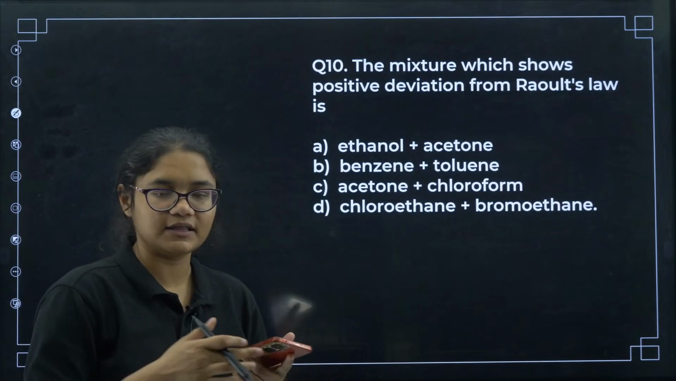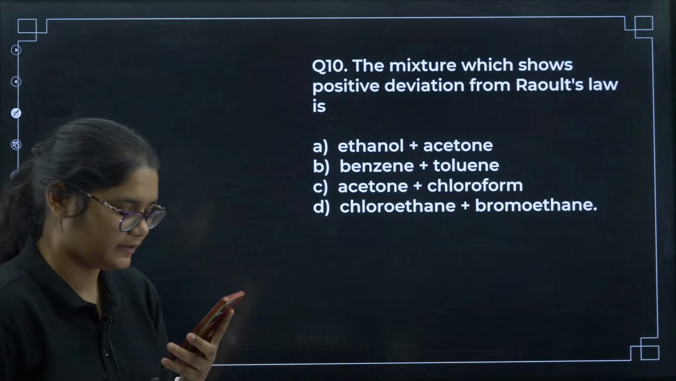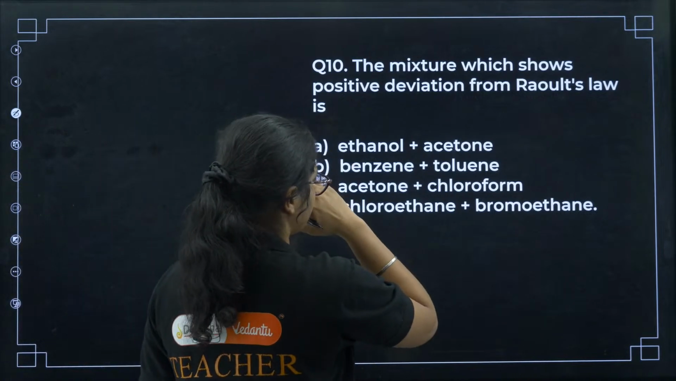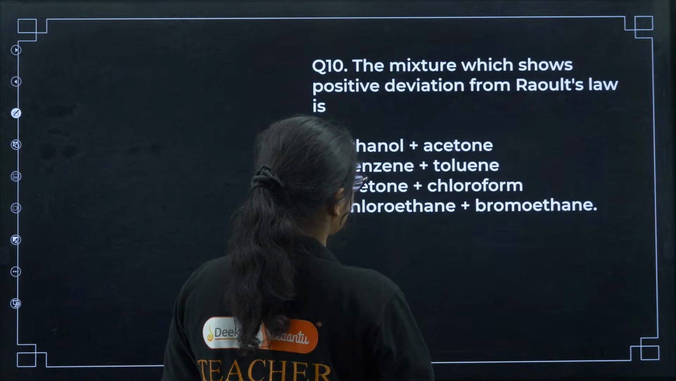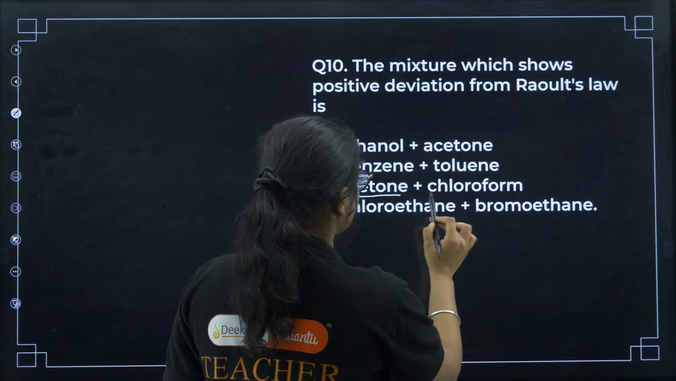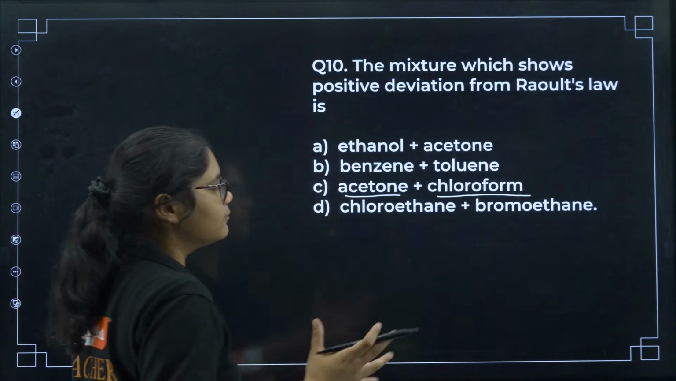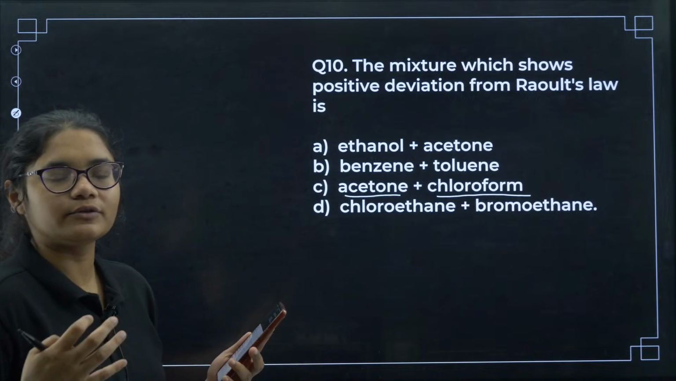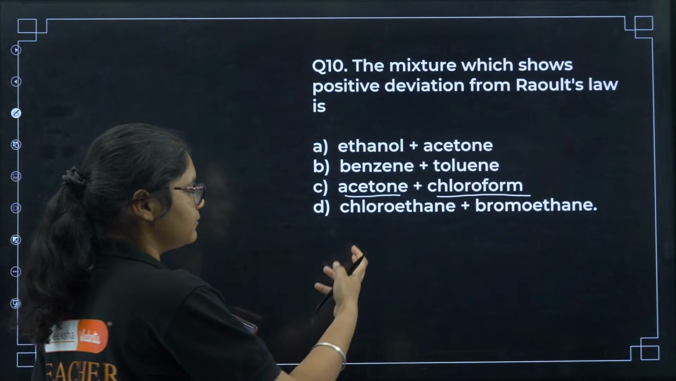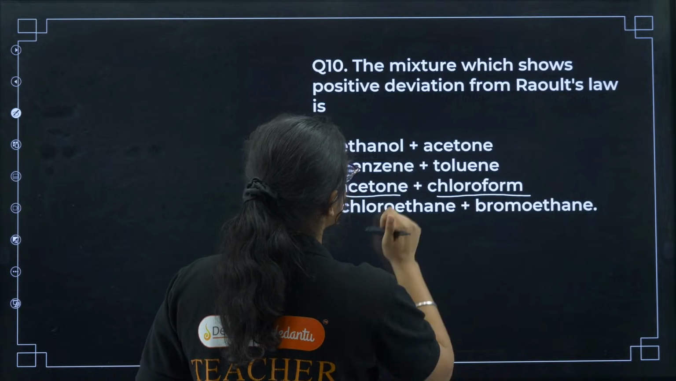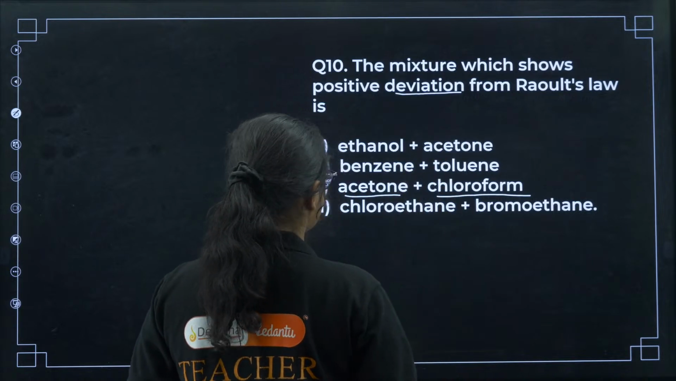Positive deviation means the attraction will increase, right? So yes, acetone and chloroform. Okay, in acetone and chloroform there is more bonding that takes place. So that is why this one will increase and we will have a positive deviation for this one, right?